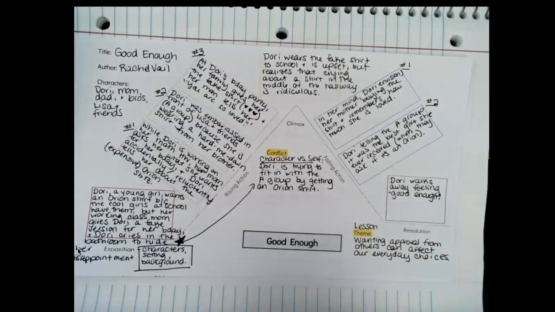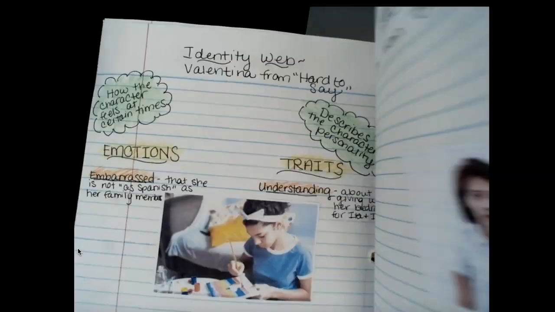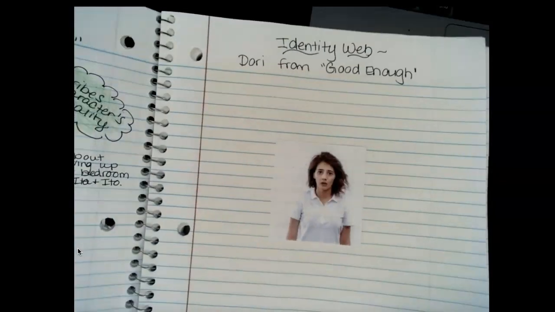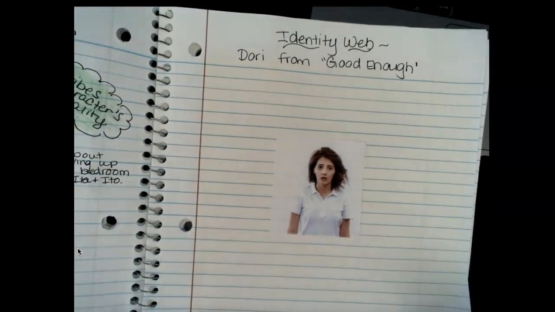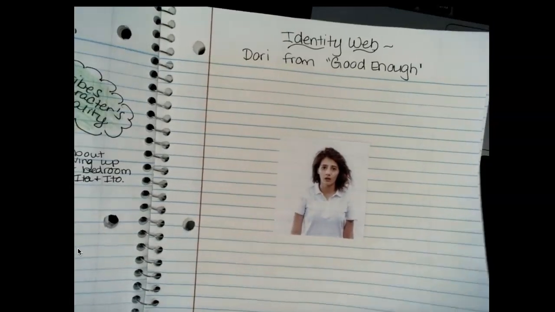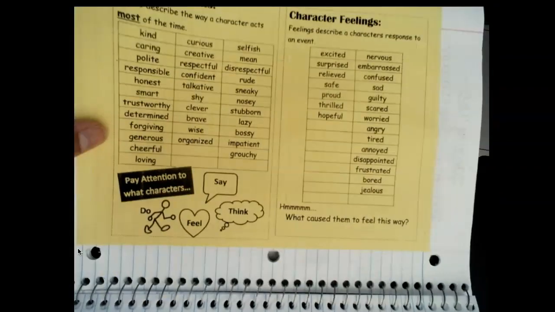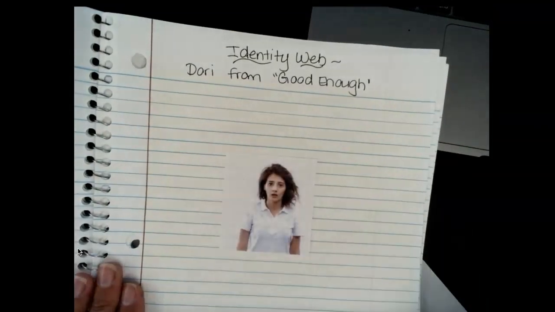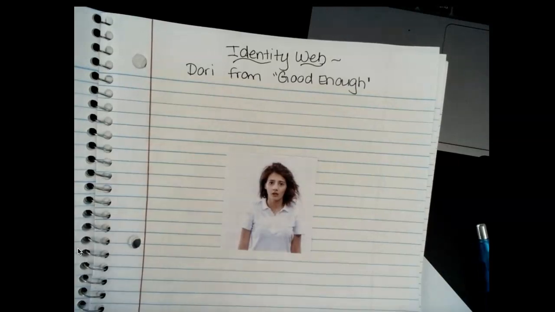Once you finish with this, you can then move on to working on your identity web for Dory. So you can just use the identity web that you completed for Valentina to guide you. You could also use the identity web posted on today's Schoology assignment, the one for Chloe from Each Kindness. And then don't forget to use the character traits and feelings chart to help you come up with answers. And you are more than welcome to work on this with a partner or two.